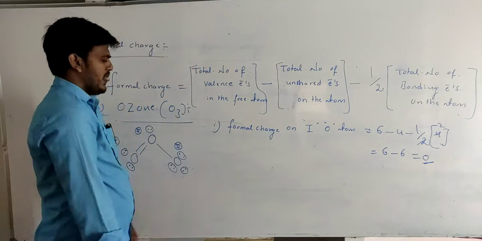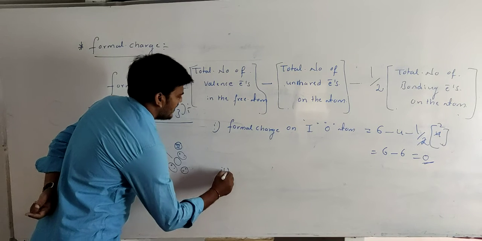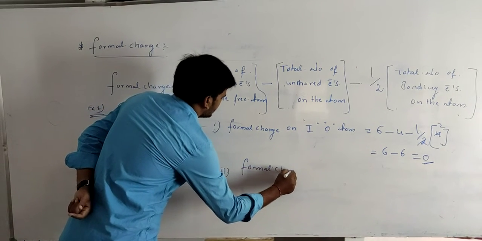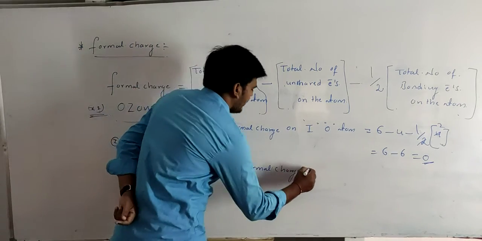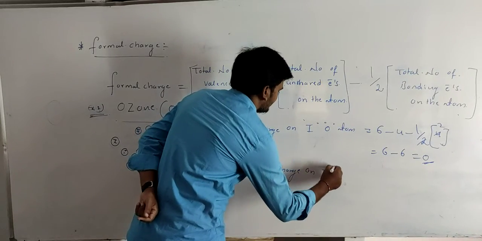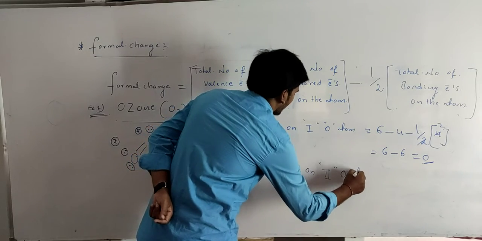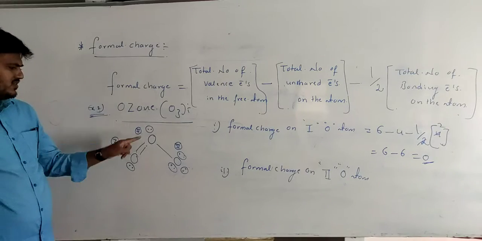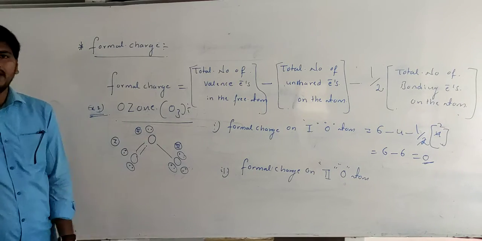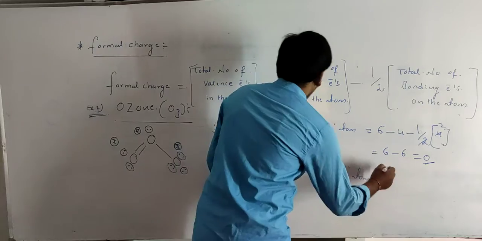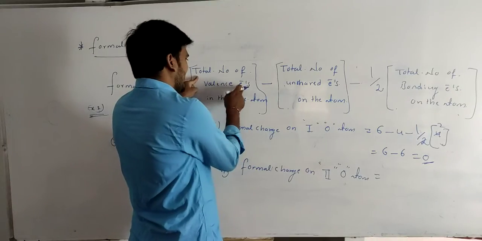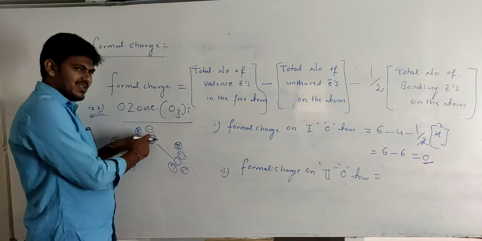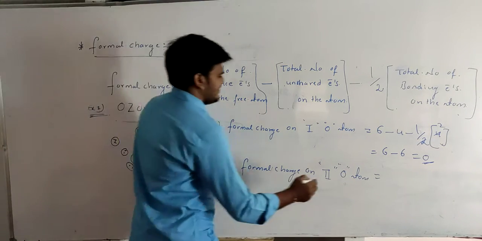Next is the second one. Formal charge on second oxygen atom. So first of all the principle: total number of valence electrons in the free atom. The free atom is oxygen, and oxygen is a 6th group element. So electrons are 6. Okay.